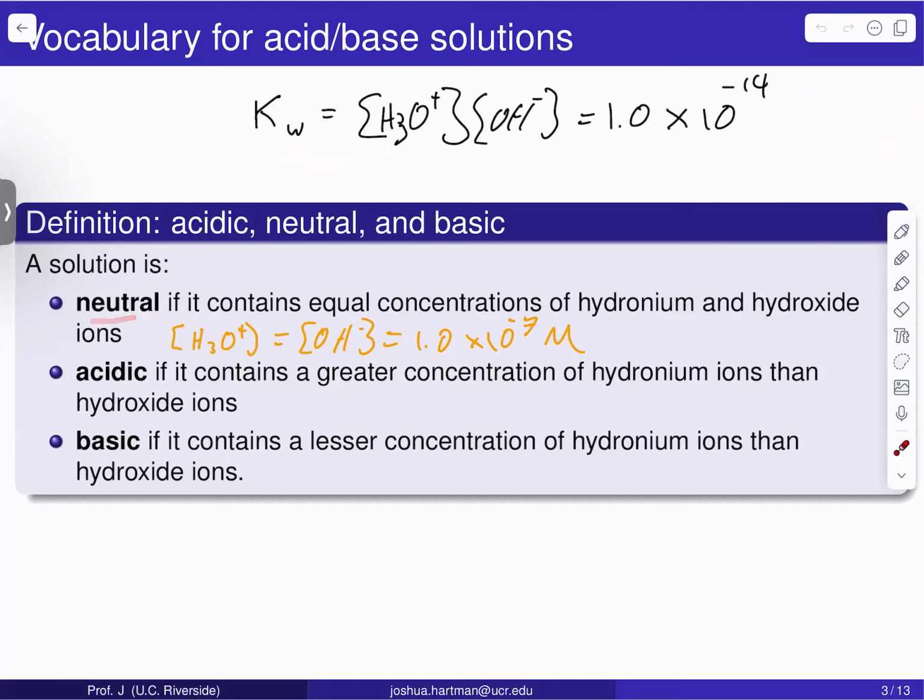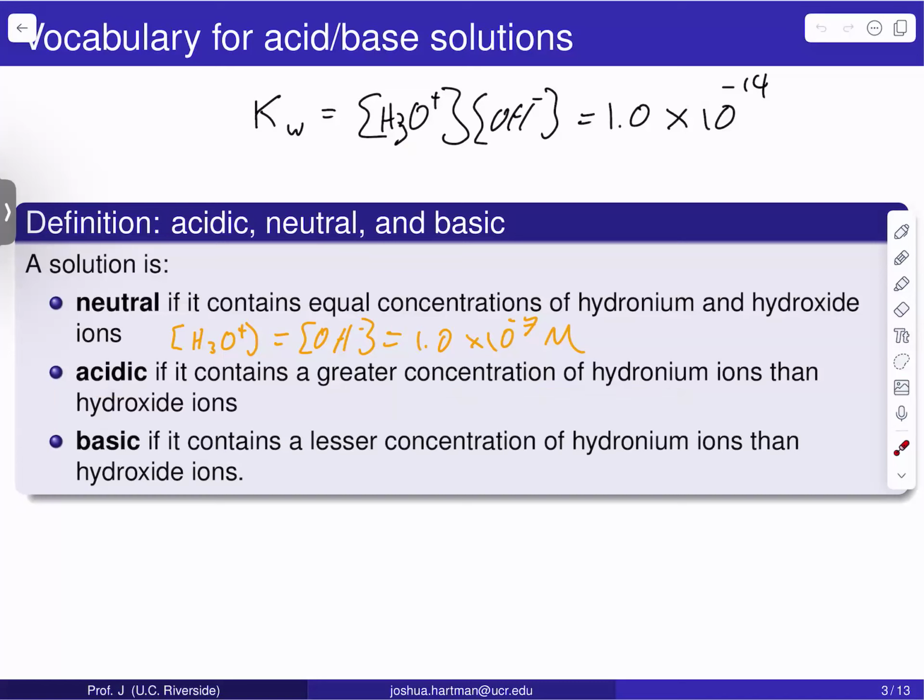Okay, so on the basis of this autoionization constant, we're going to classify a solution as being neutral if it contains equal concentrations of hydronium and hydroxide ions. In other words, if the hydronium and hydroxide ions are both 1.0 times 10 to the minus 7 molar, we have a neutral solution. If that ratio gets skewed, if, for example, we have a greater concentration of hydronium ions, we're going to call that solution acidic. So if this number goes up, it becomes acidic. Of course, if hydronium ions go up, hydroxide ion concentration must go down.